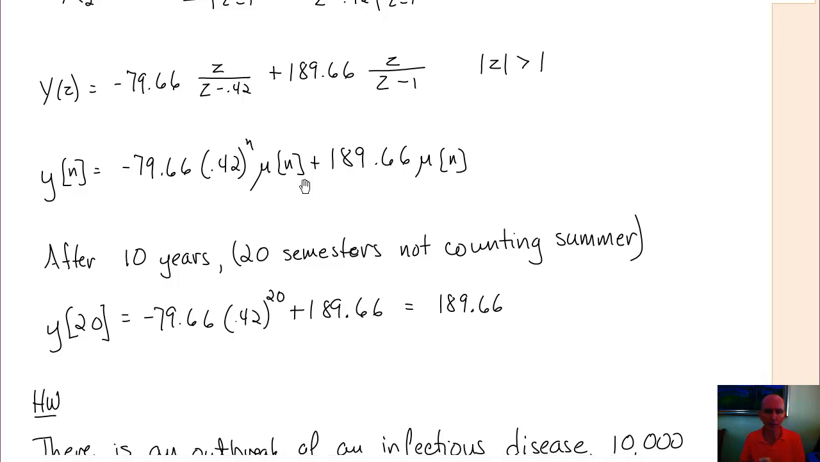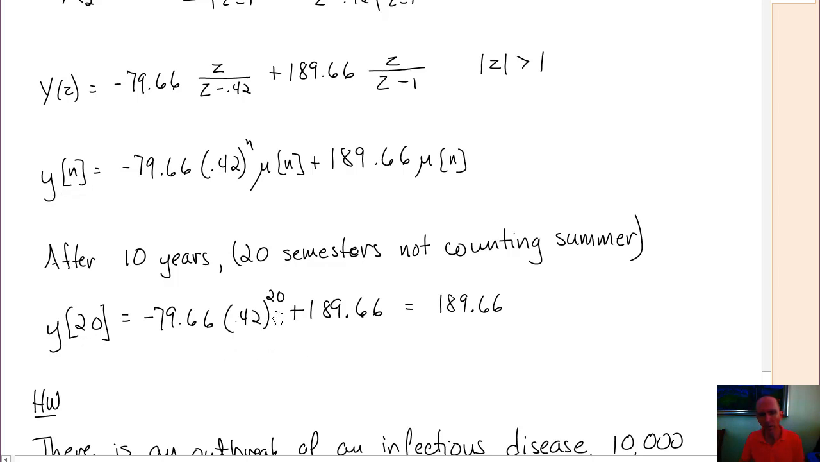So after 10 years, how many students do we have taking the class? Now, I'm forgetting about summer. Let's simplify this a little bit. Let's say there are just 2 semesters a year. So 10 years would be 20 semesters. And so we're going to calculate y of 20.